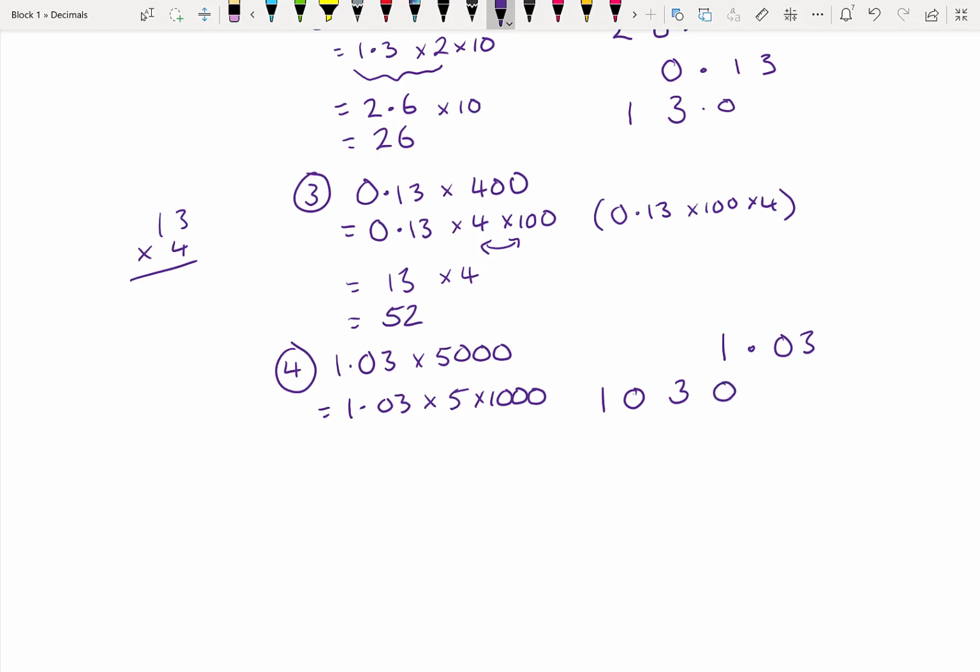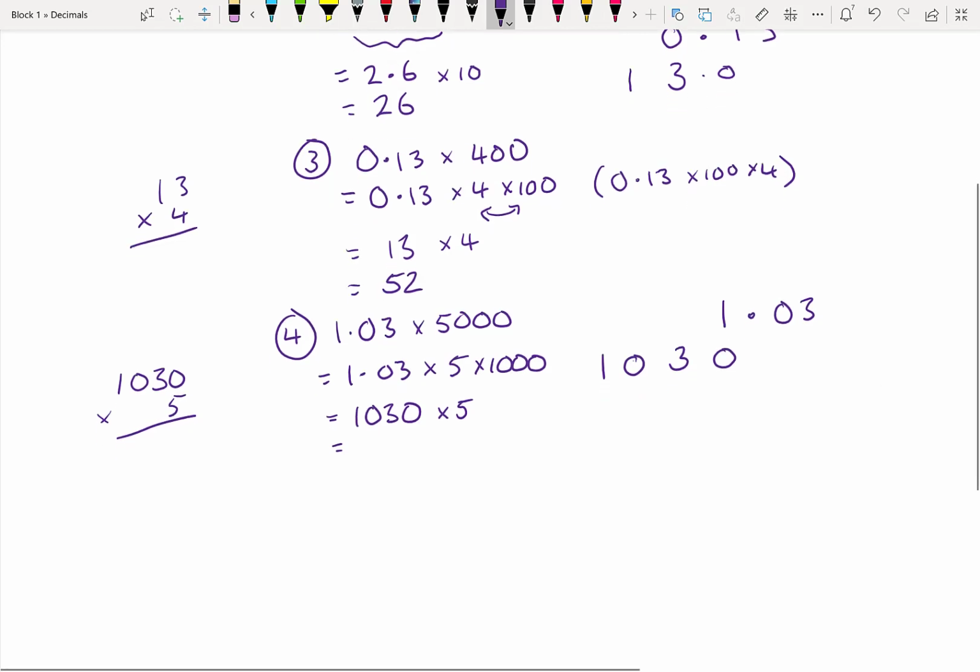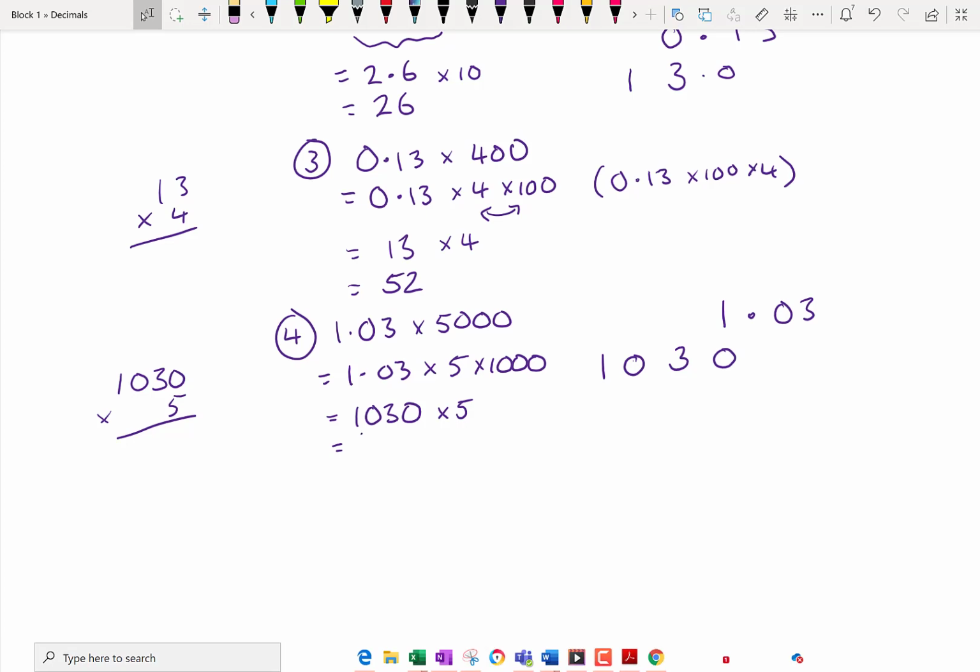Okay, and that's my digits moved 3 columns, and so I've got 1030 multiplied by 5. Again, if at this point you need to, the expectation is that you will just write it out and calculate it. So don't be afraid to do that if you have to, but if you crunch the numbers through, you should find that we get 5150 as our final answer there.